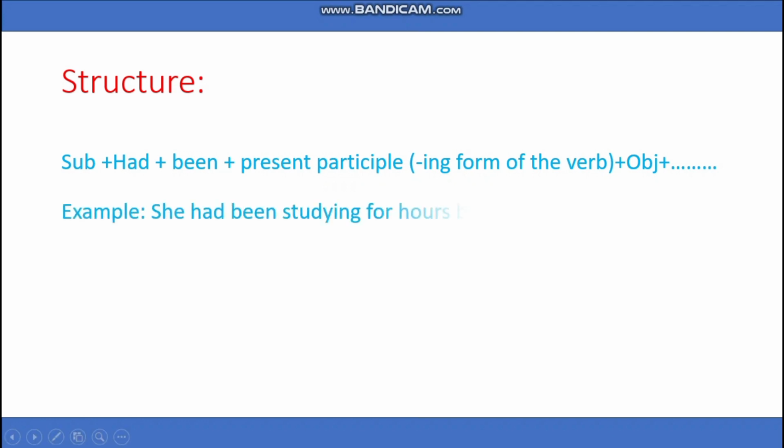She had been studying for hours before her friends arrived. This is another example. She is the subject, had is in the structure, been is in the structure, studying is the present participle. For hours is used as the object here, and before her friends arrived is the complement of the sentence.